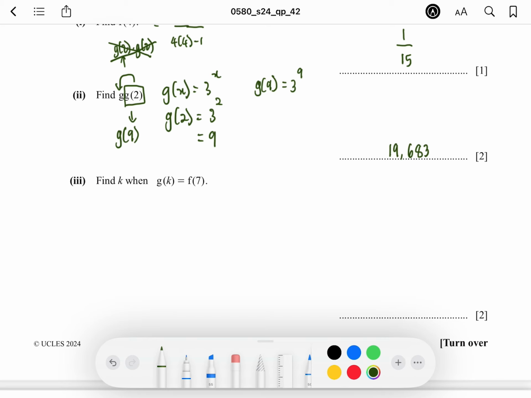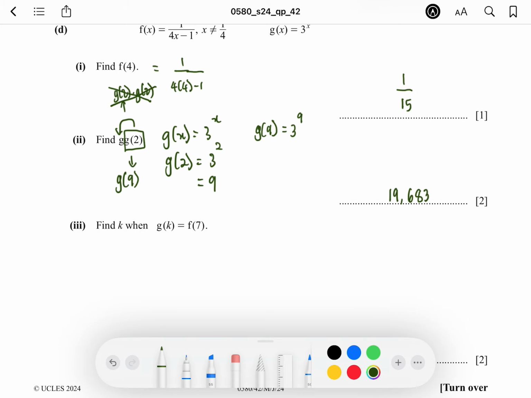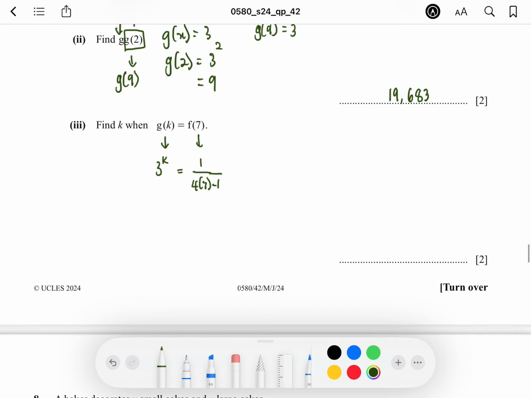Now, next one. G of k equals F of 7. So find k. G of k is 3 to the power of k, and F of 7 is 1 over 4 times 7 minus 1. Same concept and equate. Don't think about what this is yet. Simplify first. Relax, simplify first. You would find that this one is over 27.